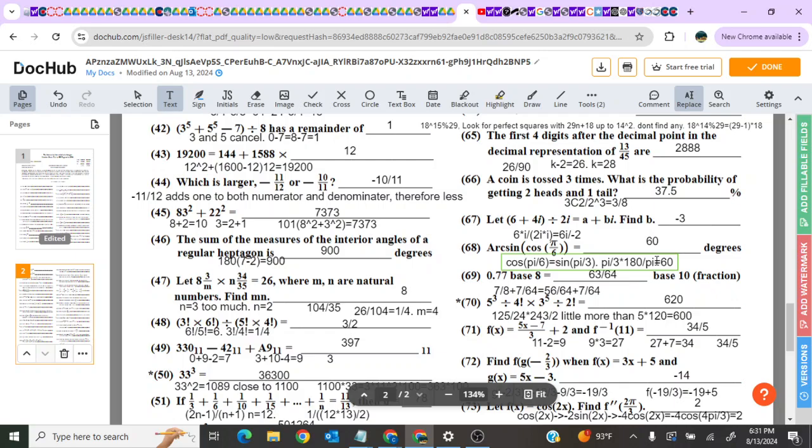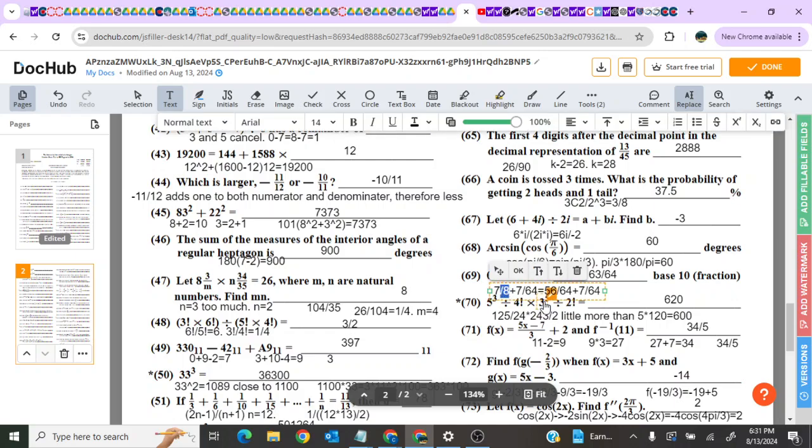69. 77 base 8 is what? Base 10. This is equivalent to 7 over 8. This is equivalent to 7 over 8 squared. So 7 over 64. Convert this to the common base. 56 over 64 plus 7 over 64 is 63 over 64.